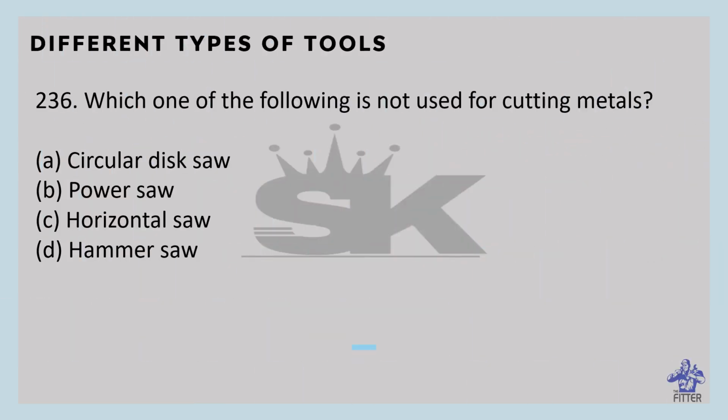Which one of the following is not used for cutting metals? That is the hammer saw. The hammer saw is used for general carpentry, framing, nail pulling, cabinet making, assembling furniture. Hammers and saws are designed according to their intended purposes.